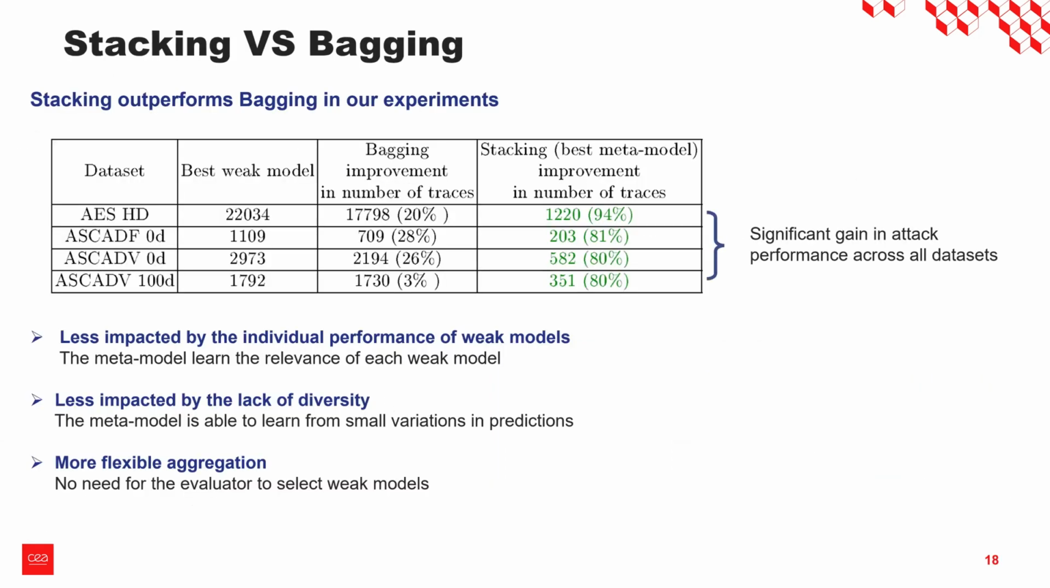So to summarize, in our experiments, stacking ensemble has always outperformed bagging ensemble and the best single weak model baseline by providing significant attack improvements across all datasets and all ensemble sizes. In particular, we observed that stacking aggregation is less impacted by the individual performance of the weak models, since a properly trained meta model is able to learn the relevance of each weak model during its training. We also observed that stacking aggregation is less impacted by the lack of diversity between the weak model predictions, since a properly trained meta model is able to learn even from small variations between the weak model predictions.